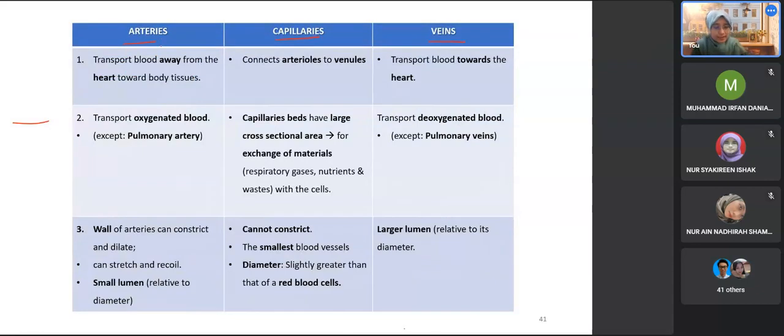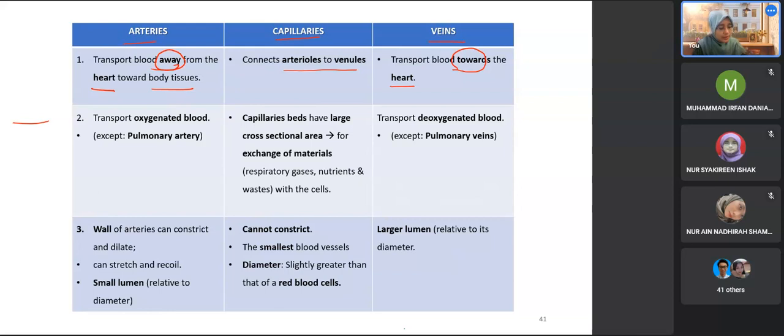Okay, so the artery, macam saya cakap tadi, the function of these blood vessels, the artery, is to transport blood away from the heart towards body tissues, including the pulmonary artery, from the heart into the lung. Lung is also body tissues lah kan, body's organ that consists of tissues. Okay, so the capillaries connect arterioles to venules. And then the vein transports the blood towards the heart.